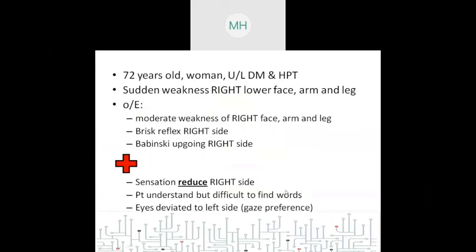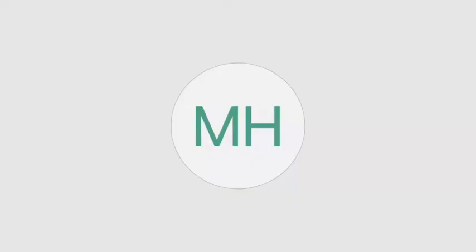So you talk to the patient, but the patient cannot reply to you. And then you see the eyes deviated to the left side. You have a gaze preference. Okay. So this one, just now we discussed about subcortical. So it is unlikely subcortical. We already talked about motor involving sensation, maybe cortical lesion.